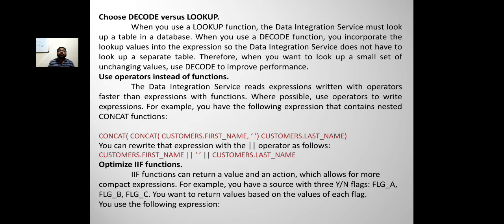Choose DECODE versus LOOKUP. When you use a lookup function, the Data Integration Service must look up a table in a database. When you use the DECODE function, you incorporate the lookup value into the expression so the Data Integration Service does not have to look up a separate table. Therefore, when you want to look up a small set of unchanging values, use DECODE to improve performance.